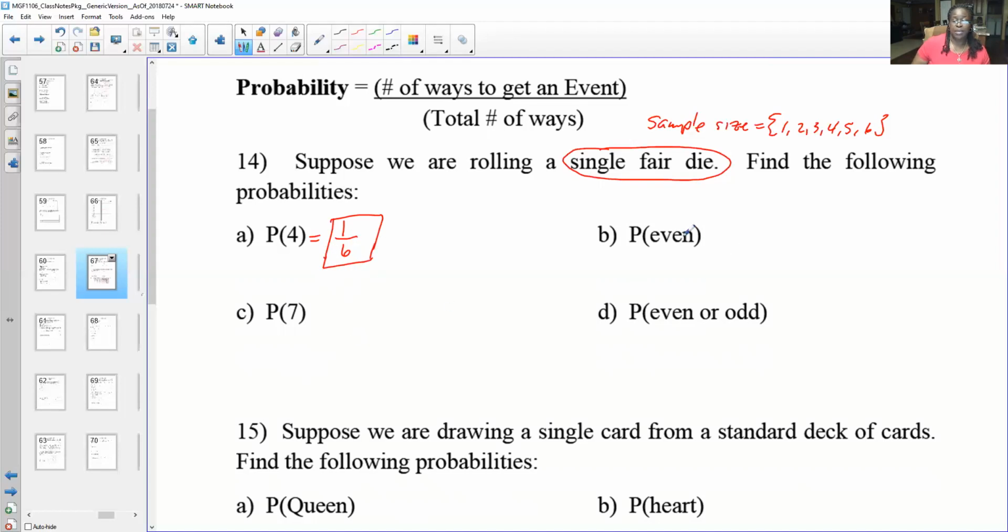Okay. Let's look at B. Probability of rolling an even number. How many even numbers do we have up there? 1, 2, 3 of them. So that would be 3 out of the total number, which would be 6. Remember to reduce your fractions. 3 out of 6, that equals 1/2, right? So 1/2. Does everybody see what we're doing? C. This would be a good time to pause the video. See if you can do C and D and then come back. All right.